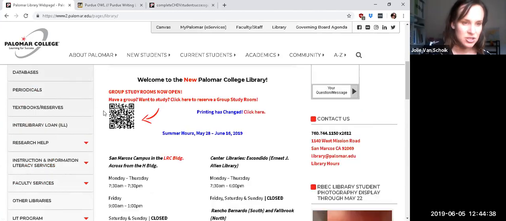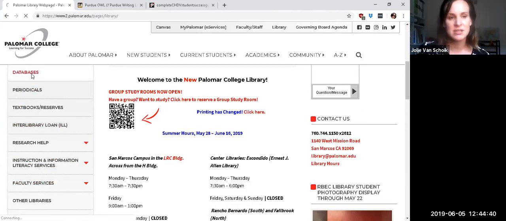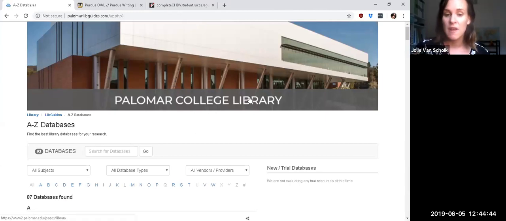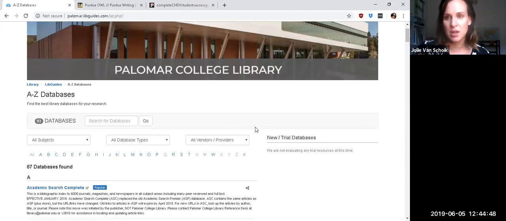I think I will also show you our databases. This is where you can find your journals. And most likely, if you're on a database, your scholarly research is going to be fairly good.